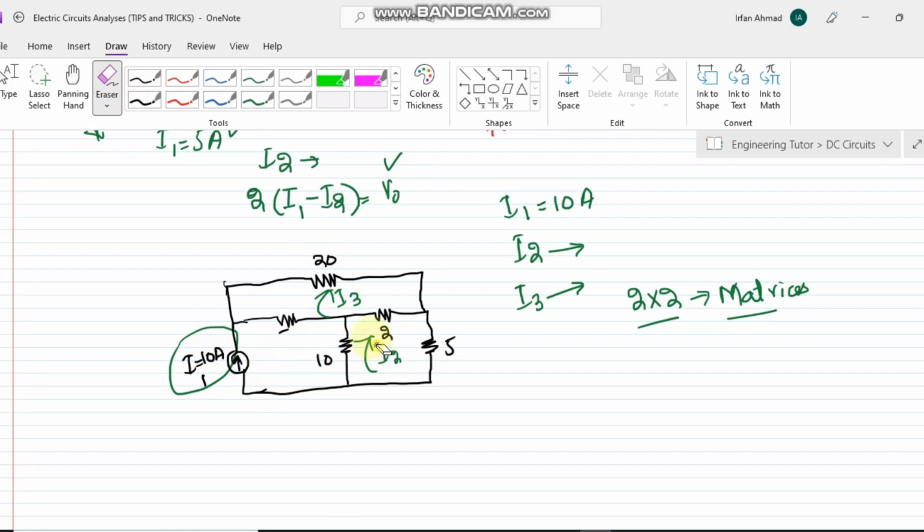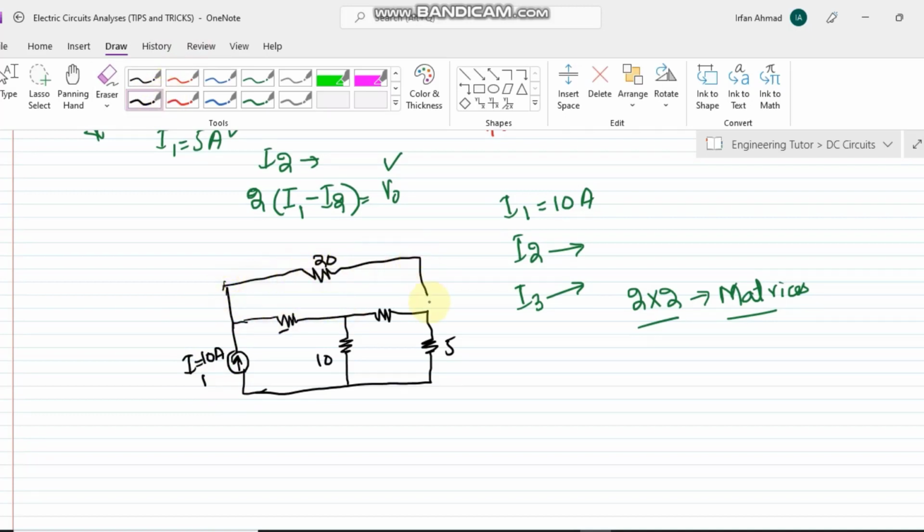Similarly, if we have to use the node voltage method, what will be the case then? Let me label it: this is 5, this is 2. These are the values here. In finding the values by using the node voltage method, I'm presenting the nodes here in red color. So how many nodes do I have here?